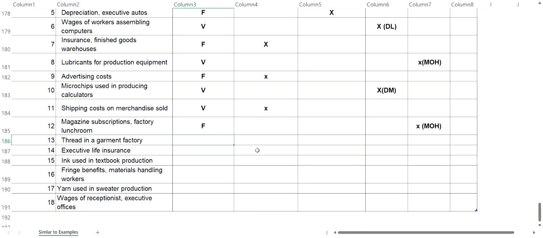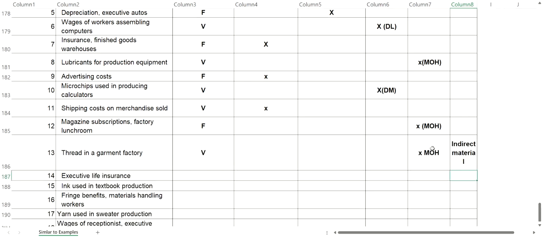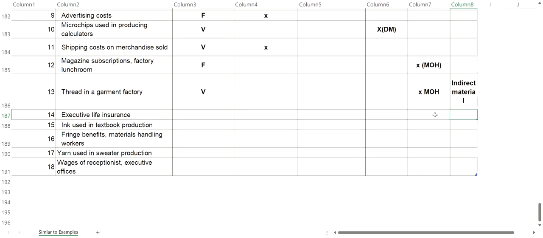Okay, next, thread in a garment. And again, that's for the factory. Okay, so that's going to be variable. It depends on how much thread you need, depending on how many products you make. And we are going to put that as a manufacturing overhead cost because more specifically, that would be an indirect material. Okay, the reason why is it's a material that is hard to measure how much is going into each garment.